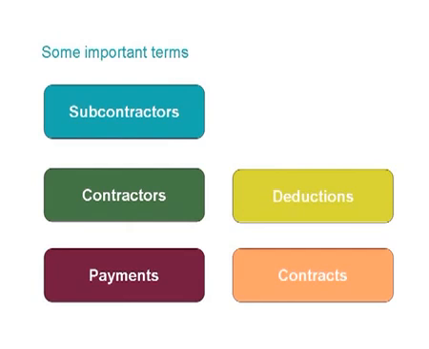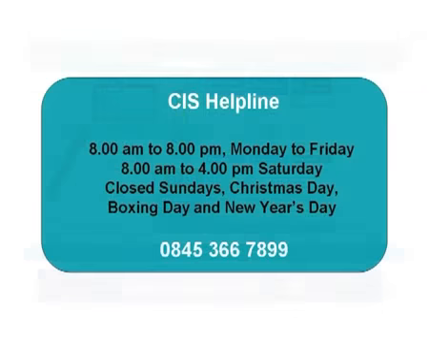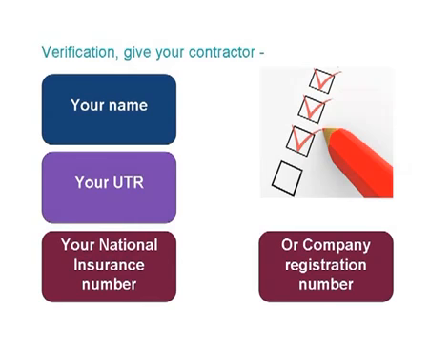When you start in business, you need to let HMRC know. This is called registering. Here's the HMRC homepage. You start here to register your business. Once you've registered, you'll be given a 10-digit number called a Unique Taxpayer Reference, or UTR. Then you need to register again to let HMRC know that you're a subcontractor. As a subcontractor, you register with the CIS helpline. The number is 0845 366 7899.